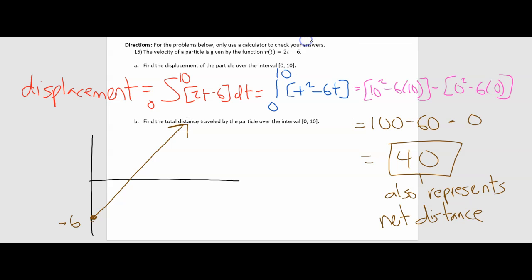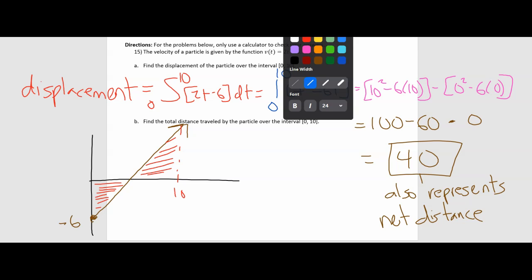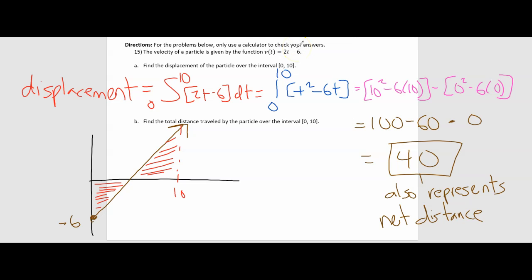So what we need to do, and if we're going from 0 to 10, maybe this is 10. And again, not drawn to scale or anything. But we need to break this up by 0 to c, and then c to 10. So I have to find that point where the velocity changes signs, where it goes from negative to positive. And that's the point where I'm going to break up my integral.